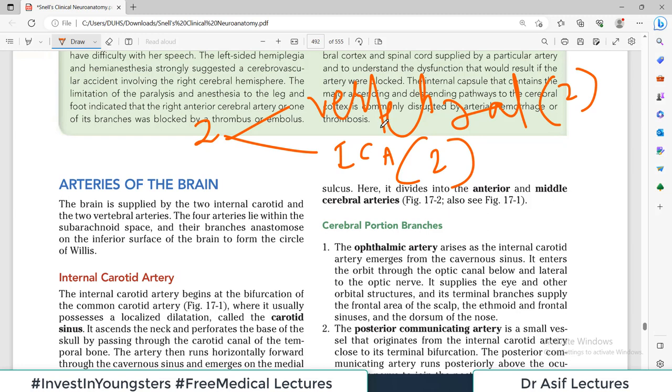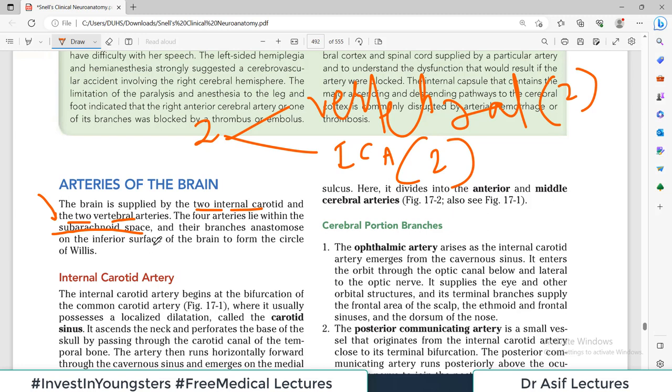So for example, the first thing you should master as a concept is the fact that there are only two names that you have to remember for the blood supply of the brain. The first name is the vertebral artery and the second name is the internal carotid. Dono ki do branches hoti hain. So the brain is supplied by two internal carotid and two vertebral arteries. These four arteries lie within the subarachnoid space. So the blood supply of the brain is within the subarachnoid space.